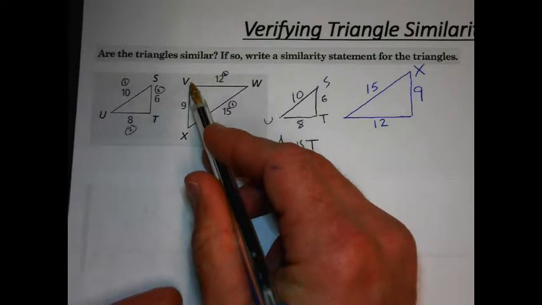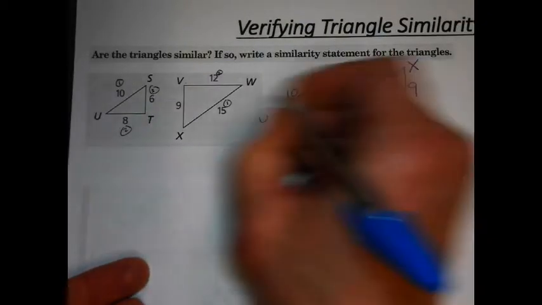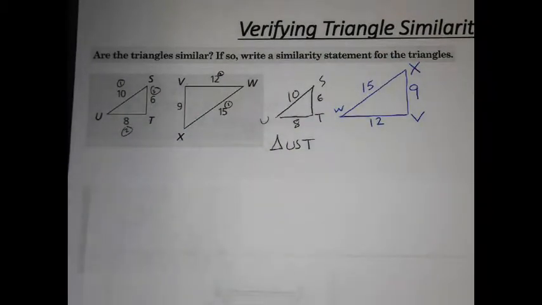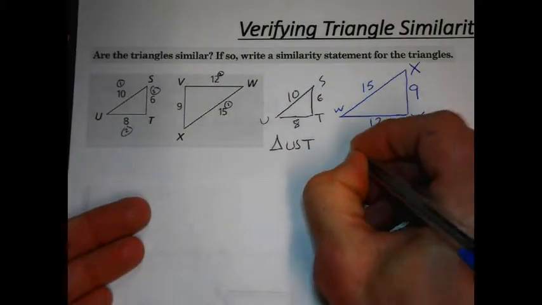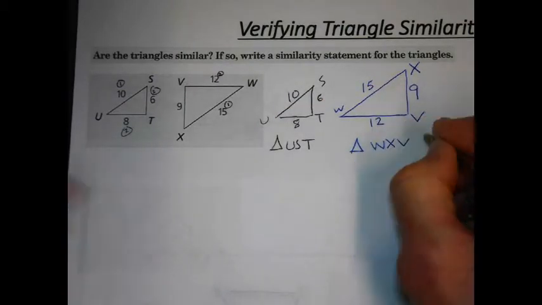Angle V is between 9 and 12. So angle V is between 9 and 12. Angle V is here. And then angle W is out here. And so now I know my corresponding things. Okay, so my triangle, if this is UST, is going to be WXV.